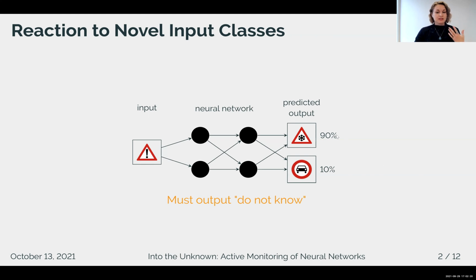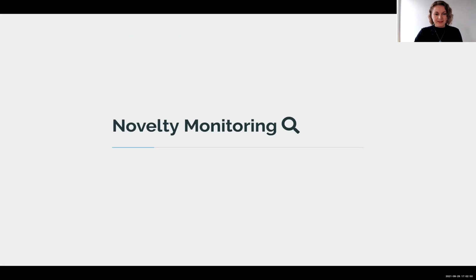Well, what happens is that the neural network in this case is highly likely to predict the output with high confidence, which is wrong. While in fact, what it should have done instead is to inform us that it doesn't know or is not sure about this input and not sure about the prediction of this input. So this is the desired behavior. Unfortunately, we do not yet have this behavior. And therefore, there were approaches that we also introduced in previous work that address this novelty monitoring.